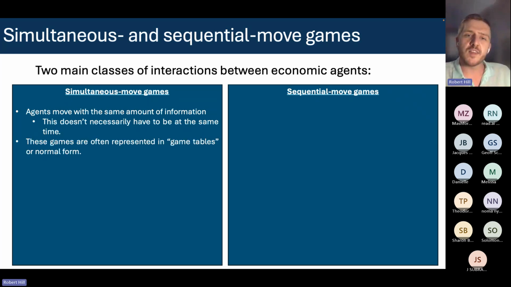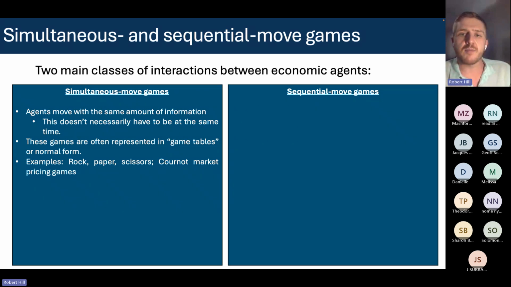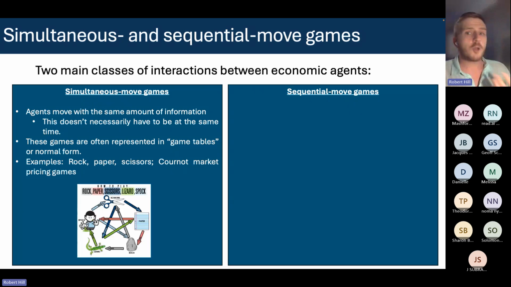Right, and we often represent these games in tabular form, game tables, or what we call in the technical terminology, normal form. Examples of this could be something like rock, paper, scissors. If you studied your higher level economics, you might have heard of Cournot market pricing games. But with rock, paper, scissors, you don't know what your opponent has done when you choose rock or paper or scissors, or lizard or Spock if you're a Big Bang Theory fan. You don't know what your opponent has done, so you're making your choice with the same amount of information as them, who don't know what you've done.